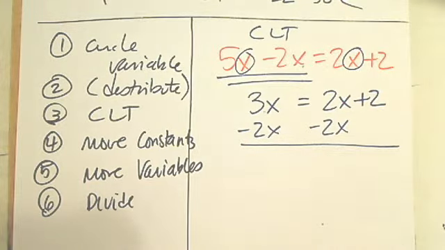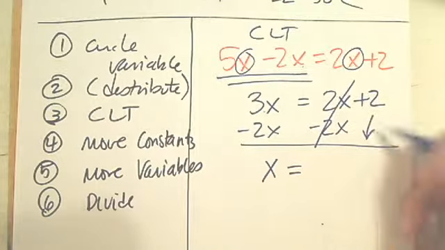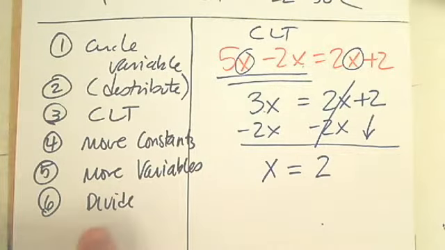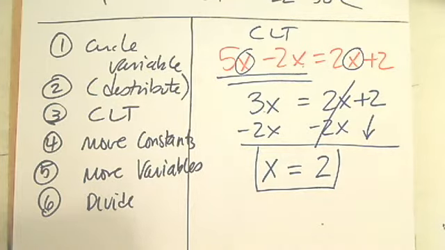Or, no, wait, not 5x, 1x. Cancels out the 2x. 3 minus 2, 1x, or just x. Bring down the 2. Nothing to divide, because there's a 1. Leave it alone. The variable is positive. Don't have to divide it by anything. But if the x had been -1, then you divide by -1. Okay? That was an easy problem.